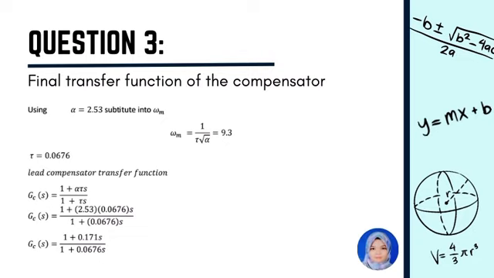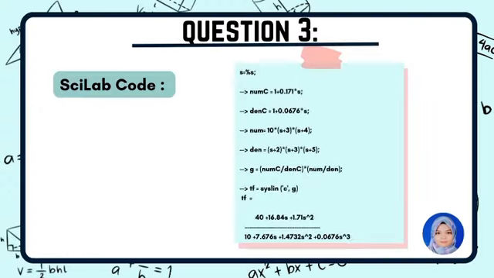By using the alpha, we substitute into the gain crossover frequency to solve for tau, and we get tau is 0.0676. Finally, after we get all the information, we can calculate the transfer function for the lead compensator. We use Scilab to confirm whether the phase margin improved by 10% satisfies the requirement in question 3. By using the value of the transfer function of the lead compensator, we put it into the Scilab code to get the result.